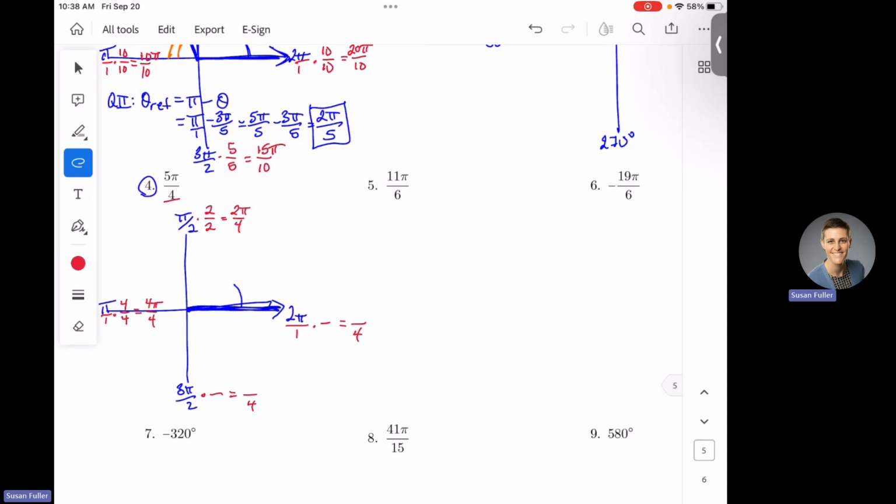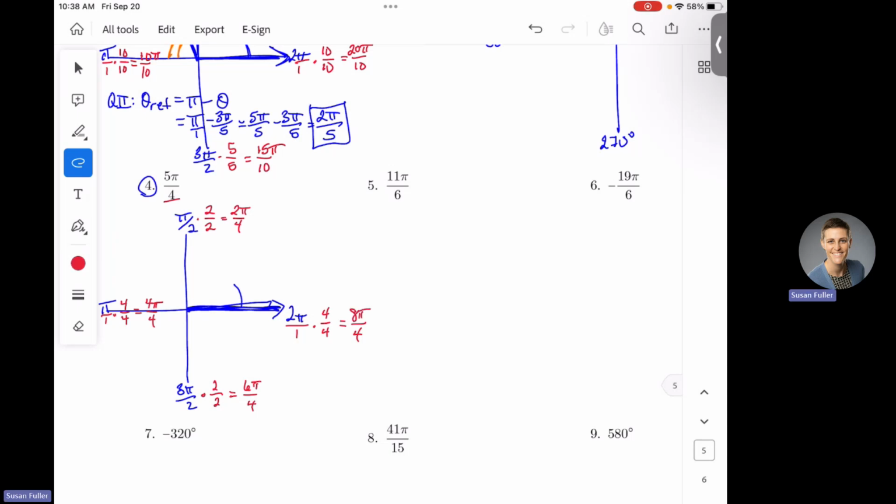When I multiply across, I get 4 pi. 3 pi over 2, I need to do top and bottom by 2. So when I multiply across, I get 6 pi. And 2 pi, I need to multiply top and bottom by 4 to get that common denominator. And when I multiply across, I get 8 pi.